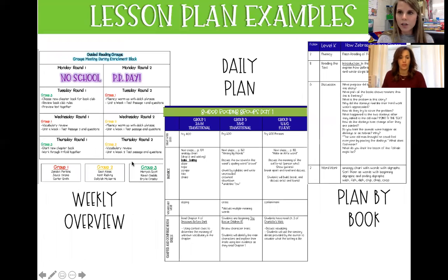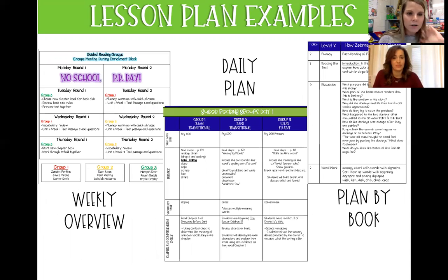All right, and here are some pictures of some examples. Jessica makes fantastic lesson plans. They are so good. On the left is just a weekly overview. So you see you've got the different groups at the bottom, and then who's going to meet with what. And it only has to make sense to you.